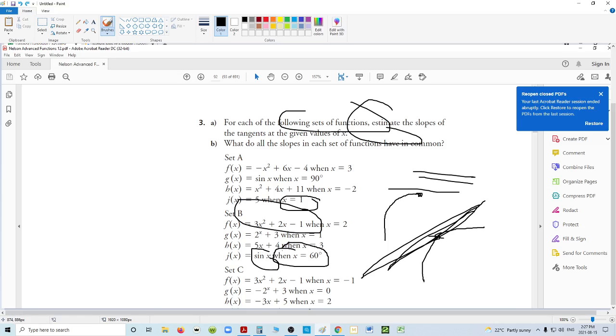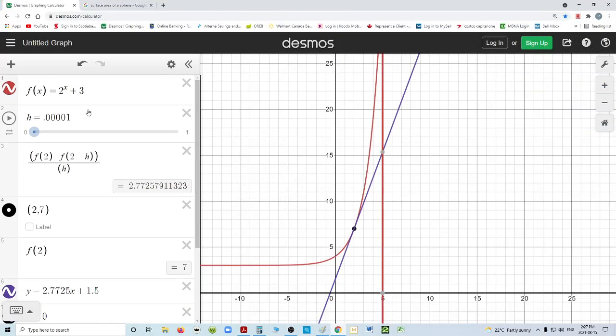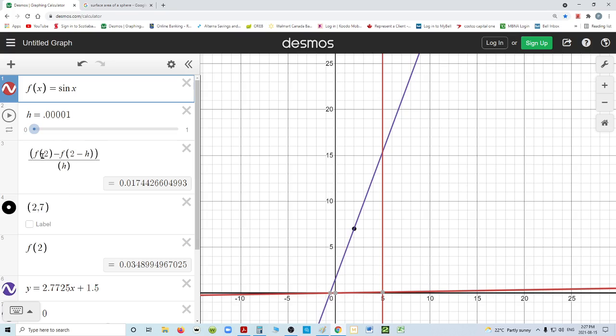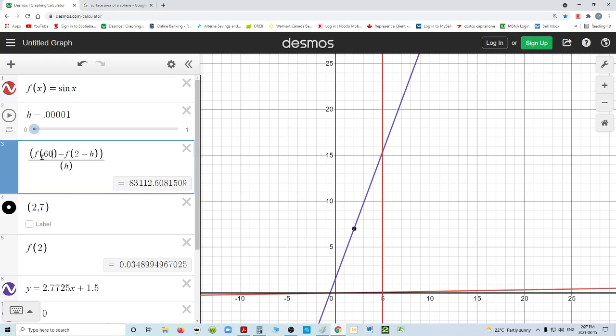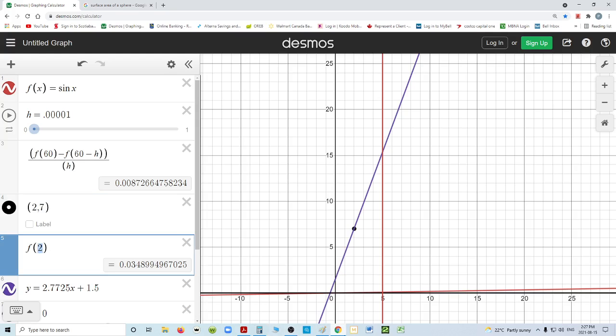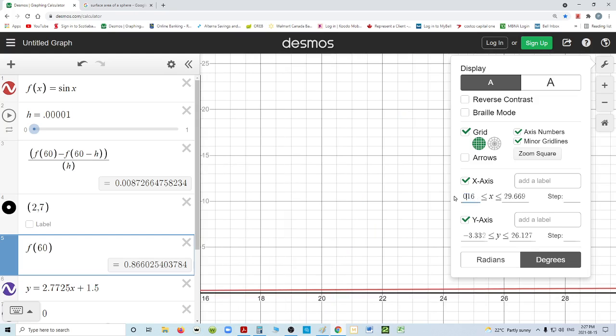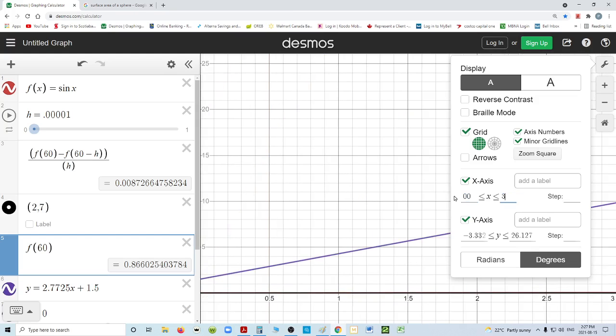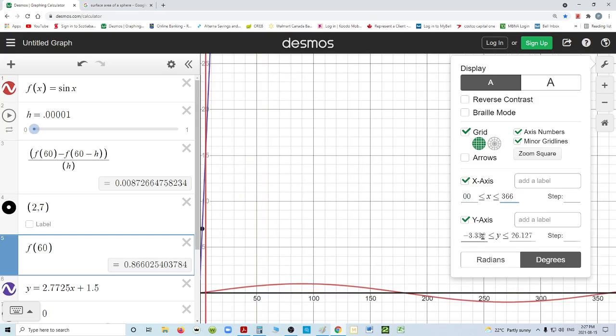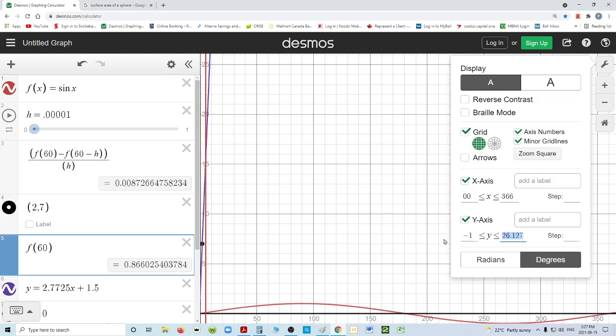And as I said, sine x at 60 is on the way up. When f of x is sine x, f of 60, the slope is roughly 0.08. Let's see if we can find what we're looking for, f of 60. It remembered my settings, but it reverted them back, 0 to 360 and -1 to 1.